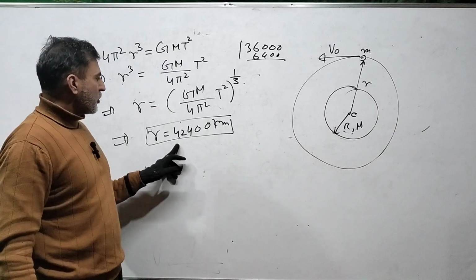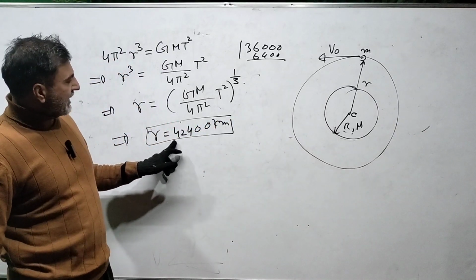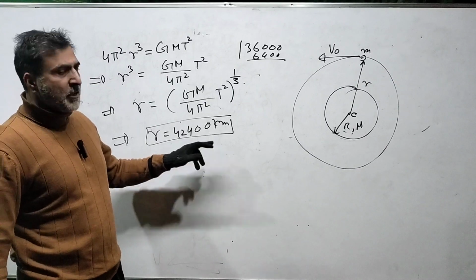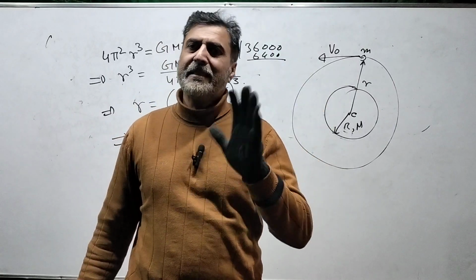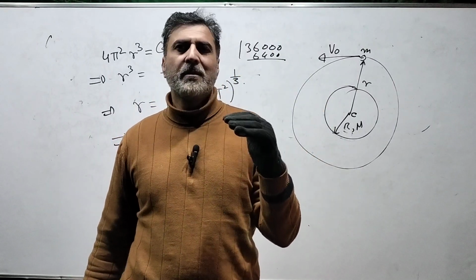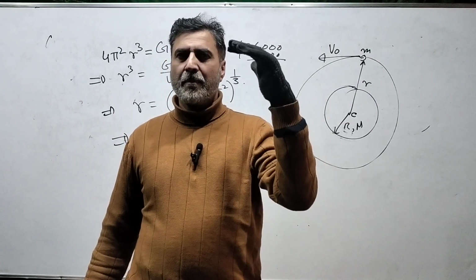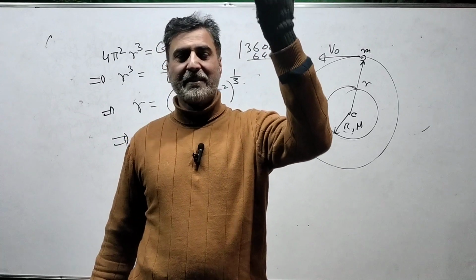At this distance from the center of the Earth it should be launched so that it becomes geostationary. At any other distance, it will not be geostationary because its time period will not be 24 hours. Its time period will be different if you launch it at a different position, maybe closer than this or farther away than this.